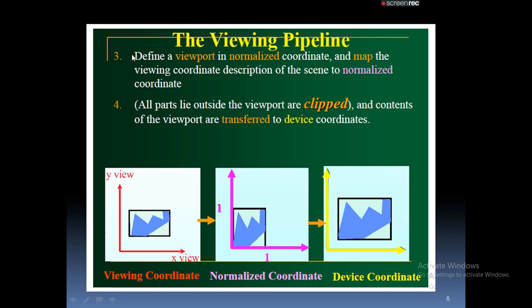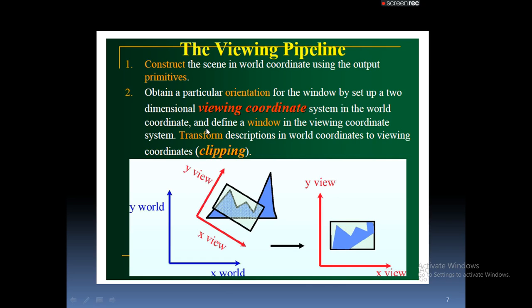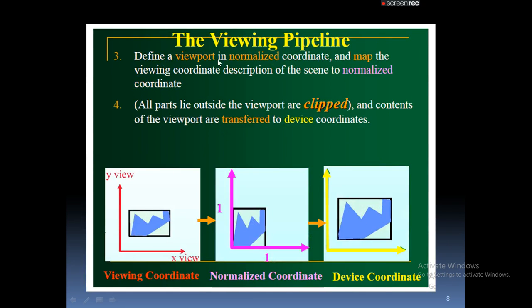As you can see in this diagram, go to the third point: define a viewport. In the second point we defined the standard position of the clipping window. Next we need to map our world coordinates to viewing coordinates. The third step is to define a viewport in normalized coordinates and map the viewing coordinate description of the scene to normalized coordinates. Here, in step 3, we are mapping viewing coordinates to normalization coordinates, and normalization coordinates to screen coordinates.